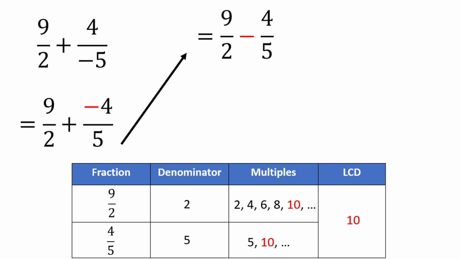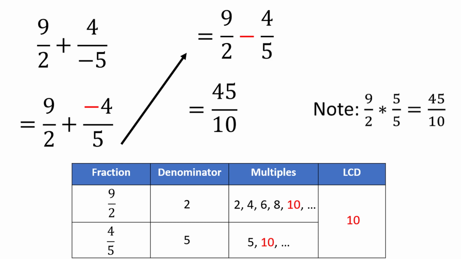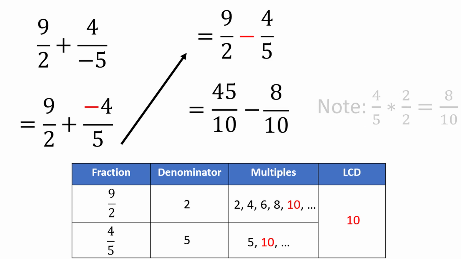We can rewrite 9/2 as 45 divided by 10. We had to multiply the numerator and denominator by 5 so that the denominator matched the LCD of 10. We can rewrite 4/5 as 8 divided by 10 by multiplying numerator and denominator by 2. Finally, we can simplify, this time by subtracting the numerators, since we have a subtraction sign. 45 minus 8 is equal to 37. The answer is 37 divided by 10, which is in simplest form and cannot be reduced.